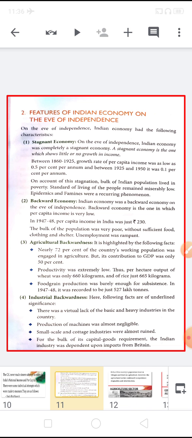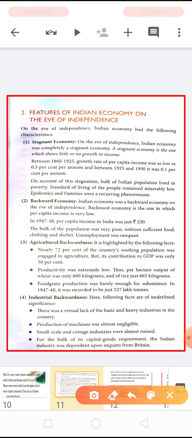Next are the features of the Indian economy on the eve of independence. So, children, let us learn the features of the Indian economy on the eve of independence. Children, in the last slide, I explained before the advent of the British rule, I mean, before the Britishers came into India, the Indian economy was characterized by the following features.